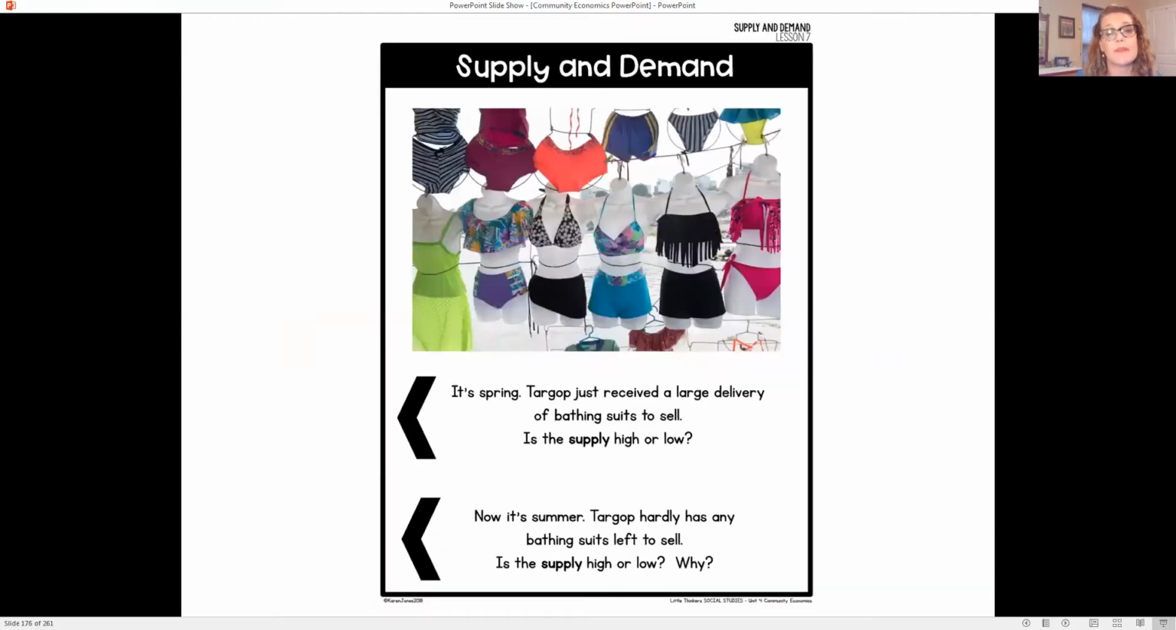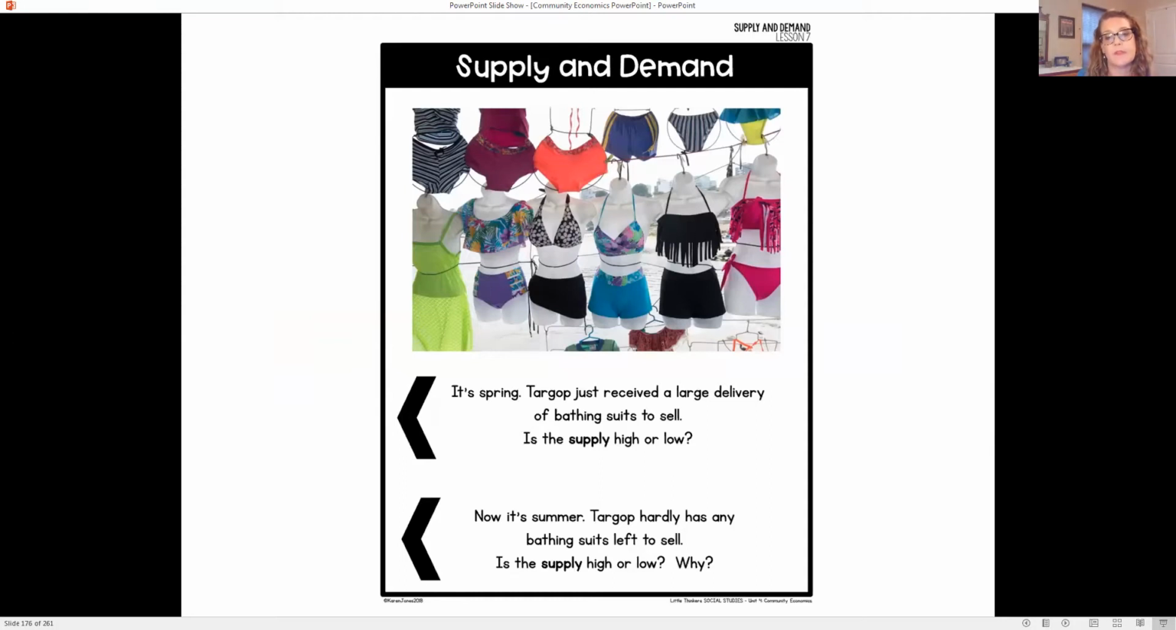Let's look at some examples of supply and demand. It's spring. So think about what's going on in spring. It's starting to get a little bit warm. Target just received a large delivery of bathing suits to sell. Is the supply high or low? They have a lot of bathing suits, so the supply is high.